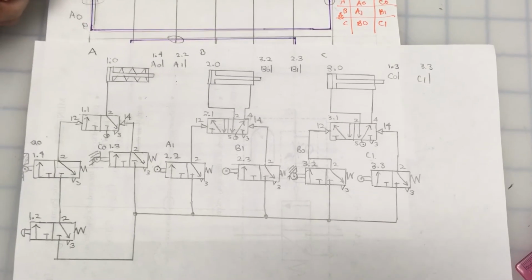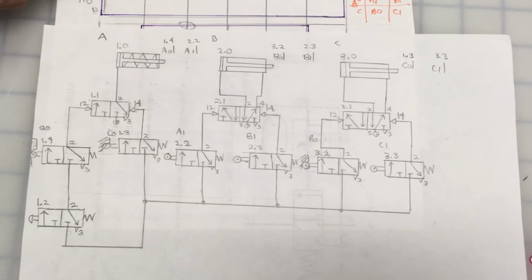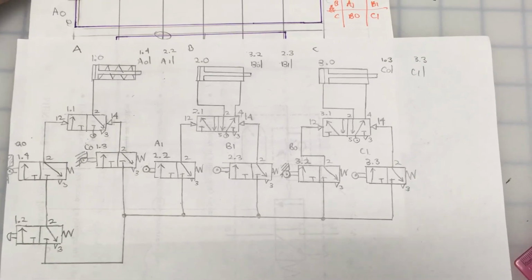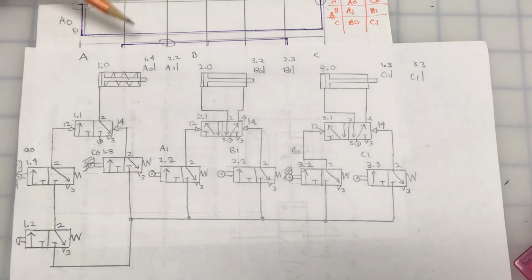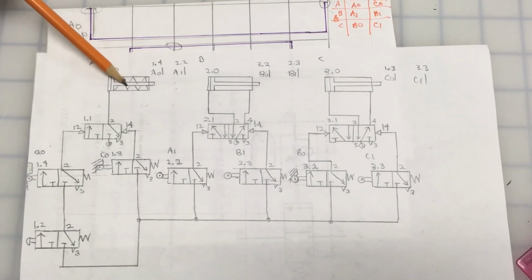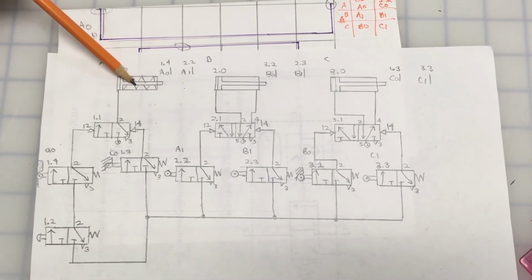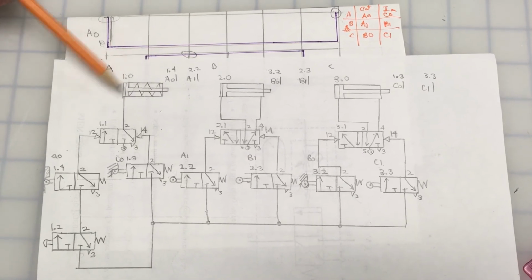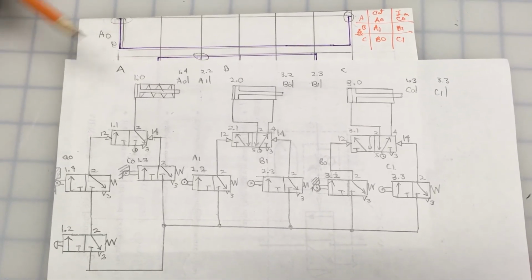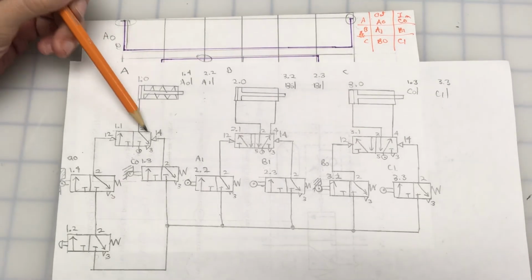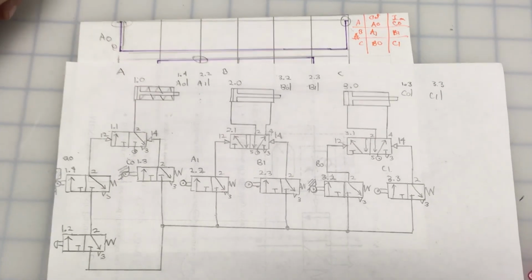Was there anything else? The schematic stays the same for any sort of drawing you're going to do. Of course, you're just going to have to change it if it's a single acting cylinder or a double acting cylinder, which he's going to tell you. And if it's a single acting cylinder, you're just going to do a 3-2 valve bistable, which means that it doesn't have a spring return. And I think that's it.